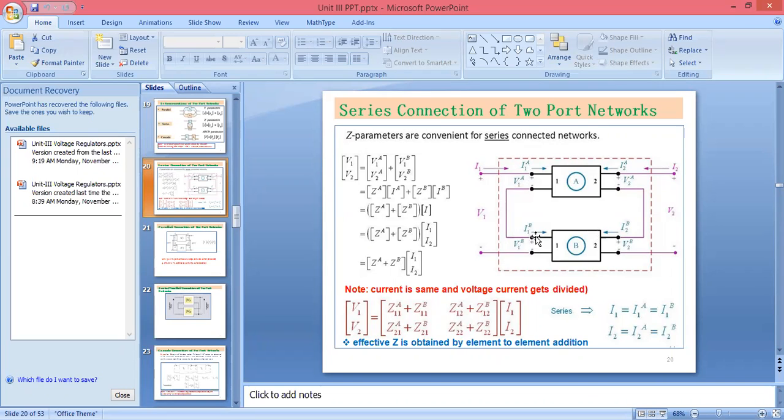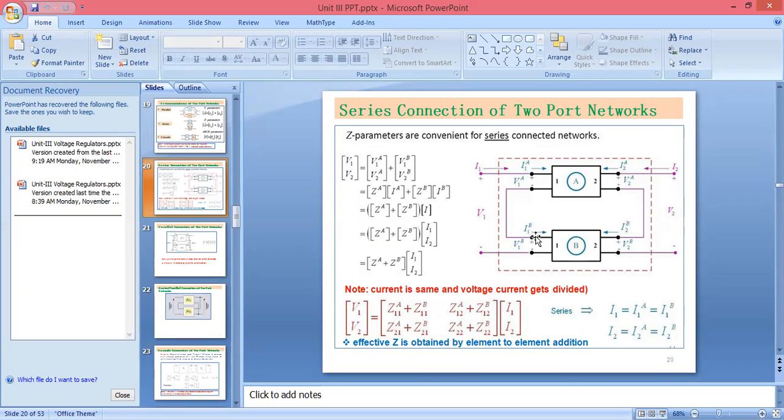Now we know when we are calculating the Z parameter, in Z parameter already we have studied, voltage will be dependent on the values of current. V1 and V2 will be dependent on I1 and I2. We have derived these equations for Z parameter, Y parameter, transmission, hybrid, inverse hybrid. Already we have seen this thing.